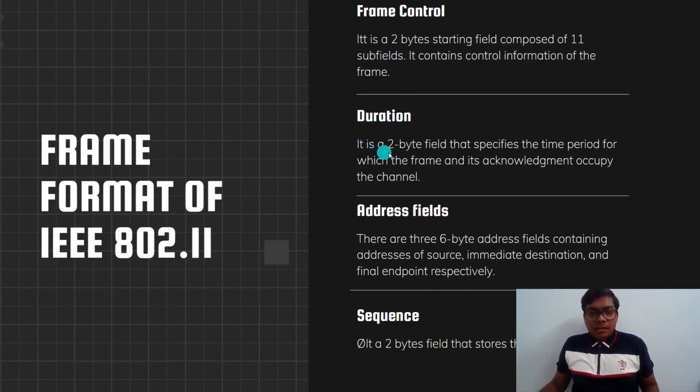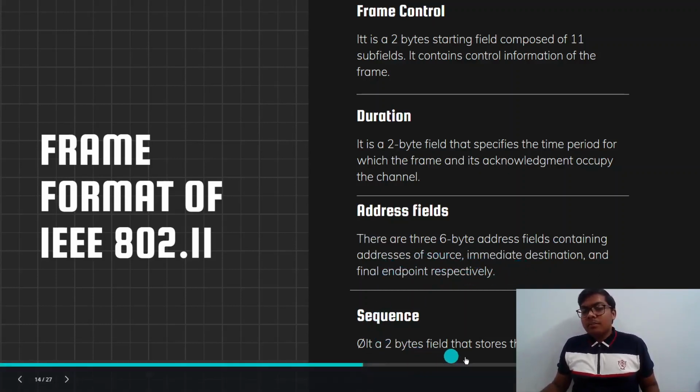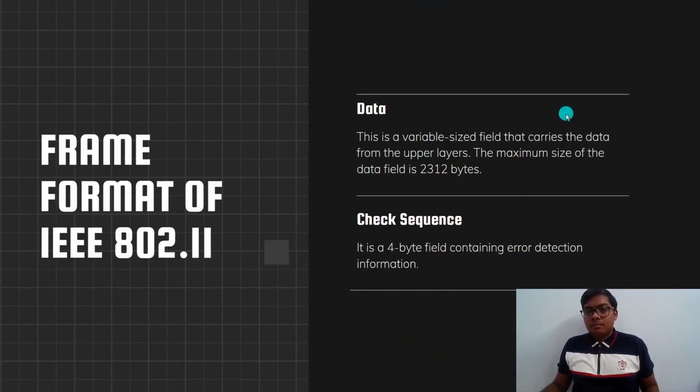Duration, it is a 2-byte field that specifies the time period for which the frame and acknowledgement occupy the channel. Address field, there are 6 address fields containing the address of source, intermediate destination and final endpoint respectively. Sequence, it is a 2-byte field that stores the frame numbers.